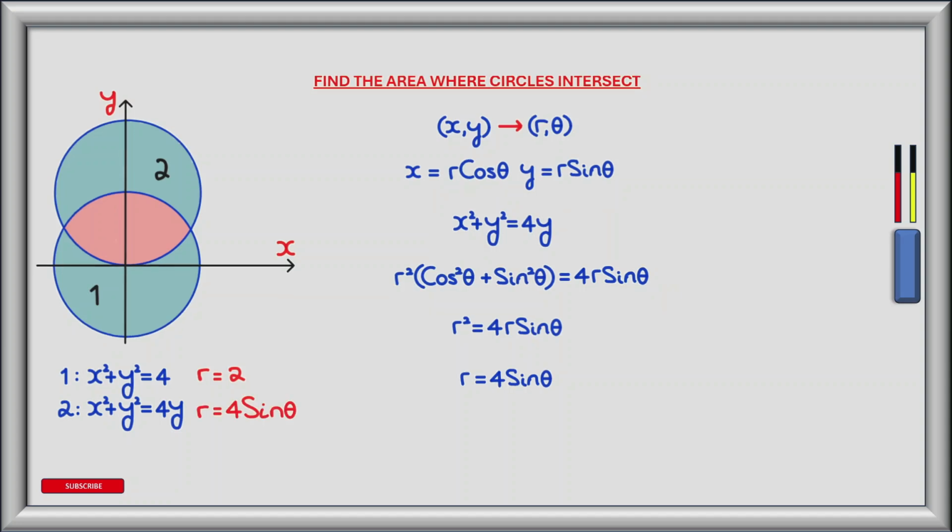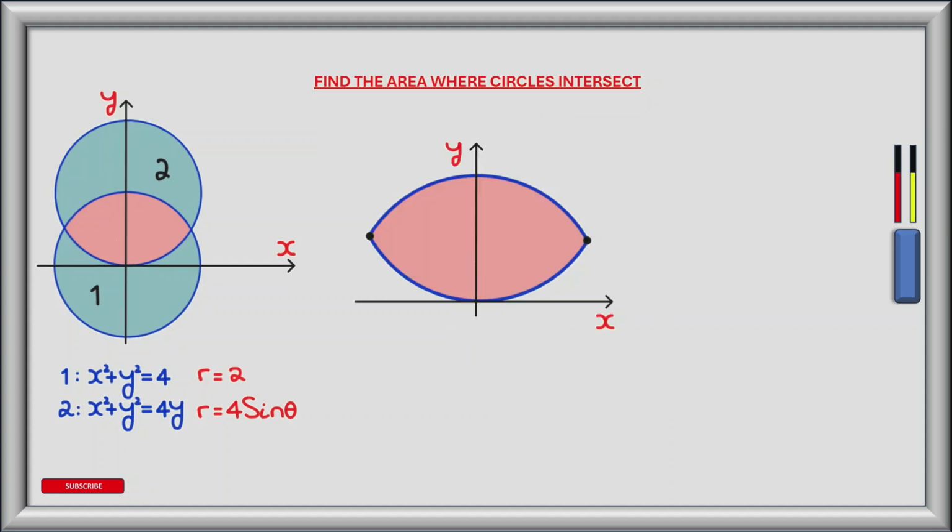Now that we've found the radial distance r of each of the circles, let's look at the behaviour of r as we use it to compute the region shown in red. As r rotates in a counterclockwise direction from theta equals 0 to theta equals pi, theta being the angle it makes with the x-axis, the radial distance from the origin is first determined by circle 2.